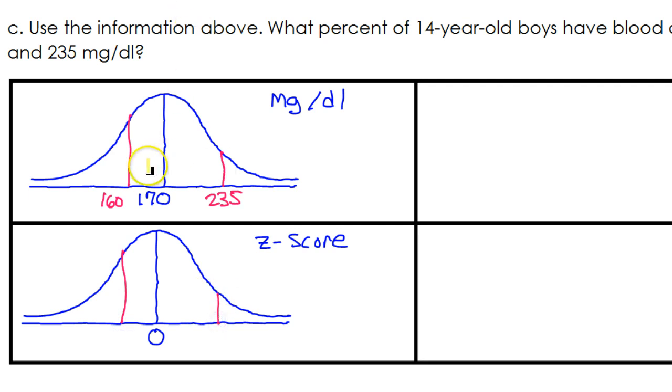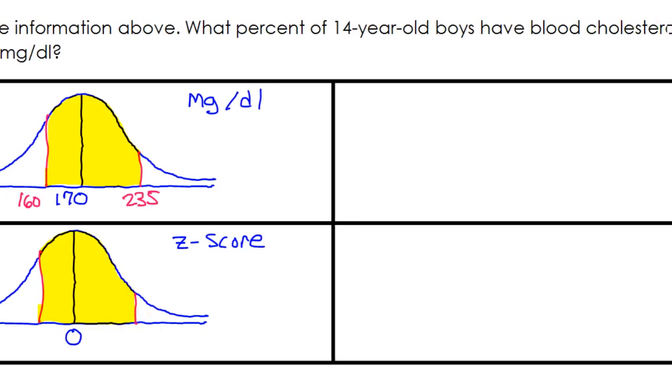But when they say between, they mean it. So between means like this. So shade in between those two numbers. And same thing down here. Now, this time we have two different values. We're going to need two different z-scores to represent them. So that's what we're going to do.